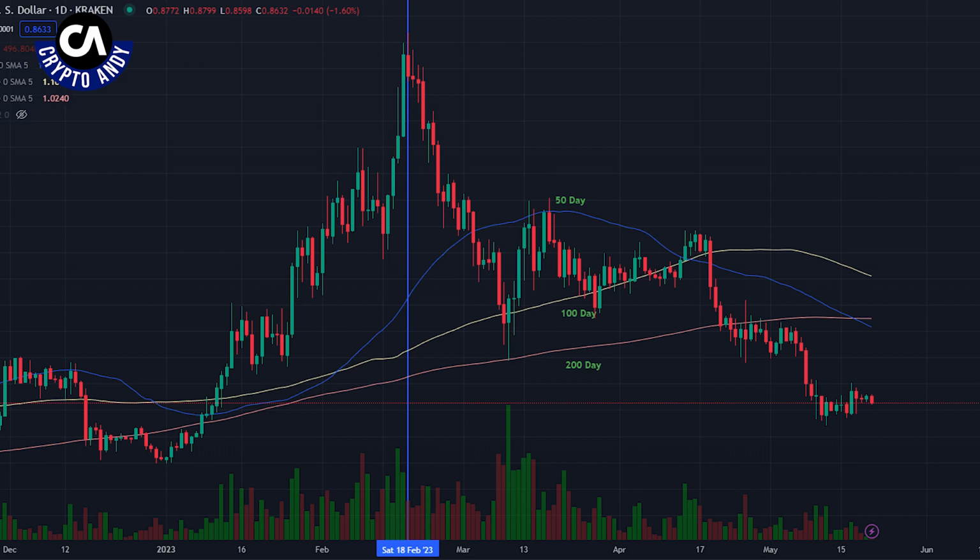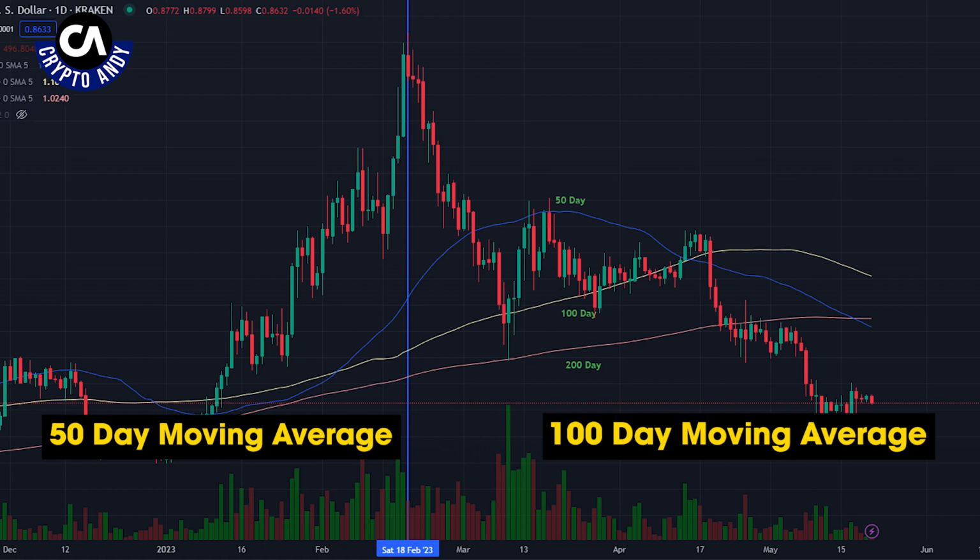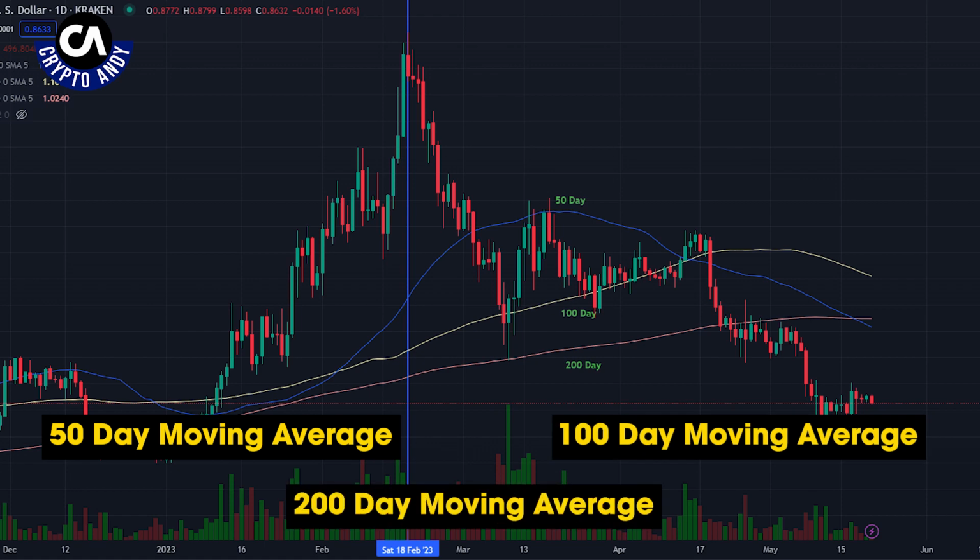For the sake of this example, we will use a simple moving average. The most common way to use them is to have a 50-day moving average and a 100-day moving average and a 200-day moving average.